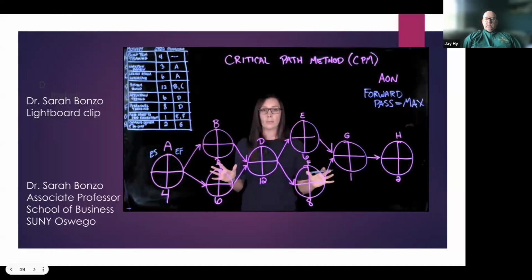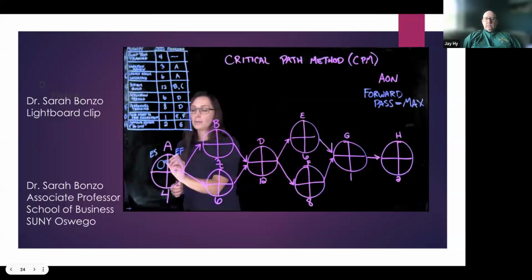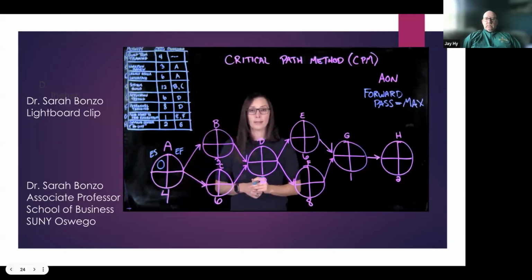So let's walk through this. This will make more sense once we actually walk through it. So here, activity A, this is going to start at time 0. So it starts at time 0, and then we know it's going to take about 4 months to complete this activity.